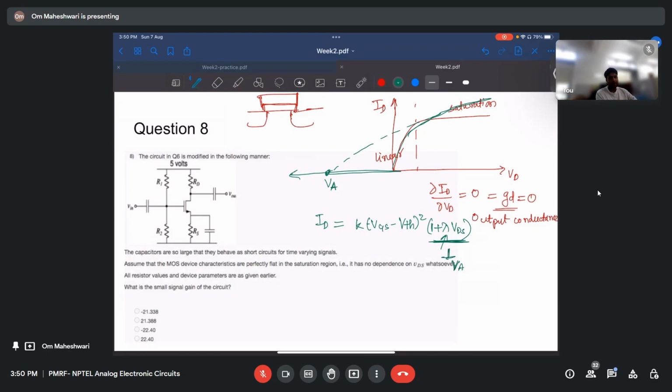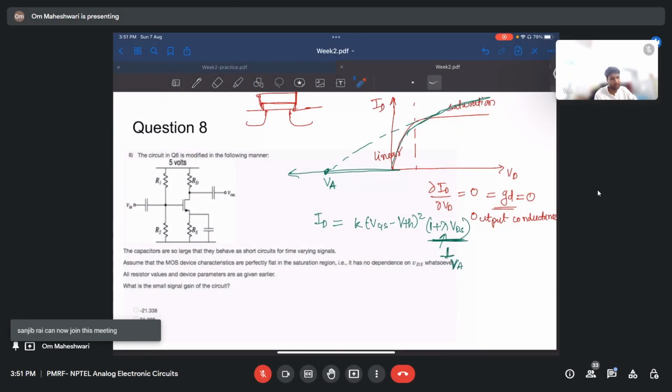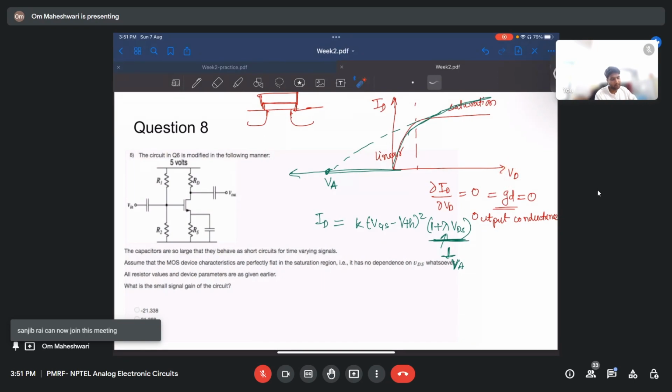So what is happening in channel length modulation is that earlier our current was independent of the drain voltage, right? We were assuming that our current is flat, totally flat. There is no change with VD. But now when we consider this, our current becomes dependent on VD. So this factor signifies that. Is it clear? Yes, sir.